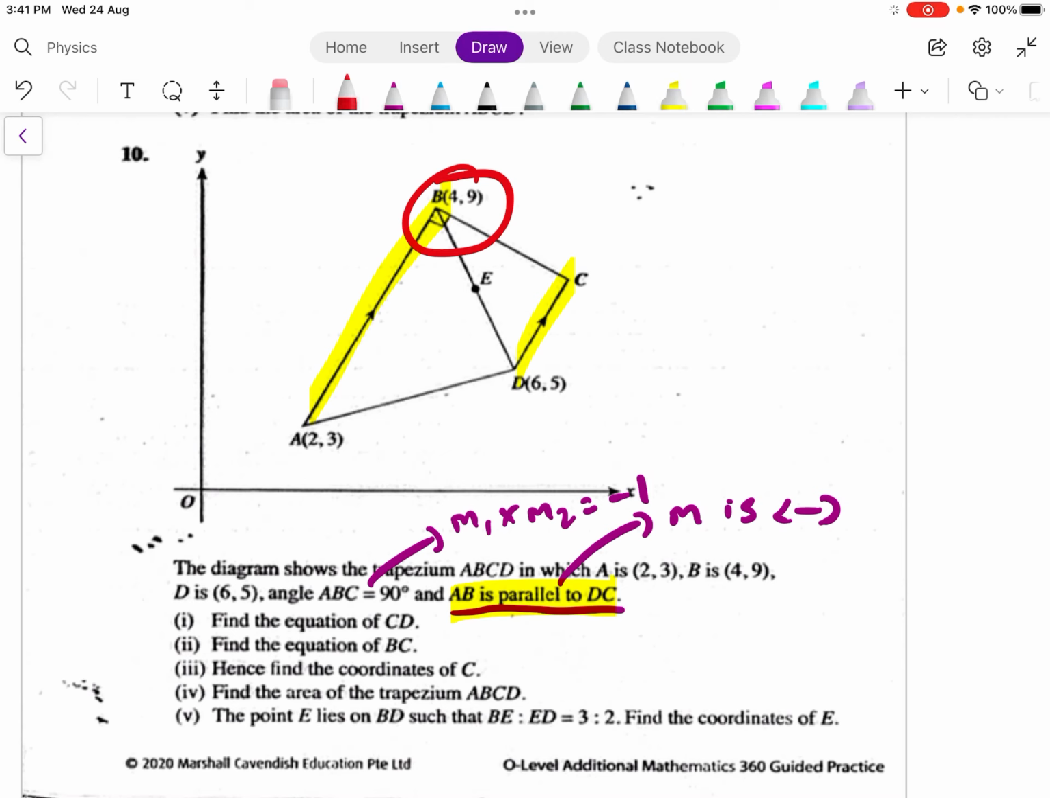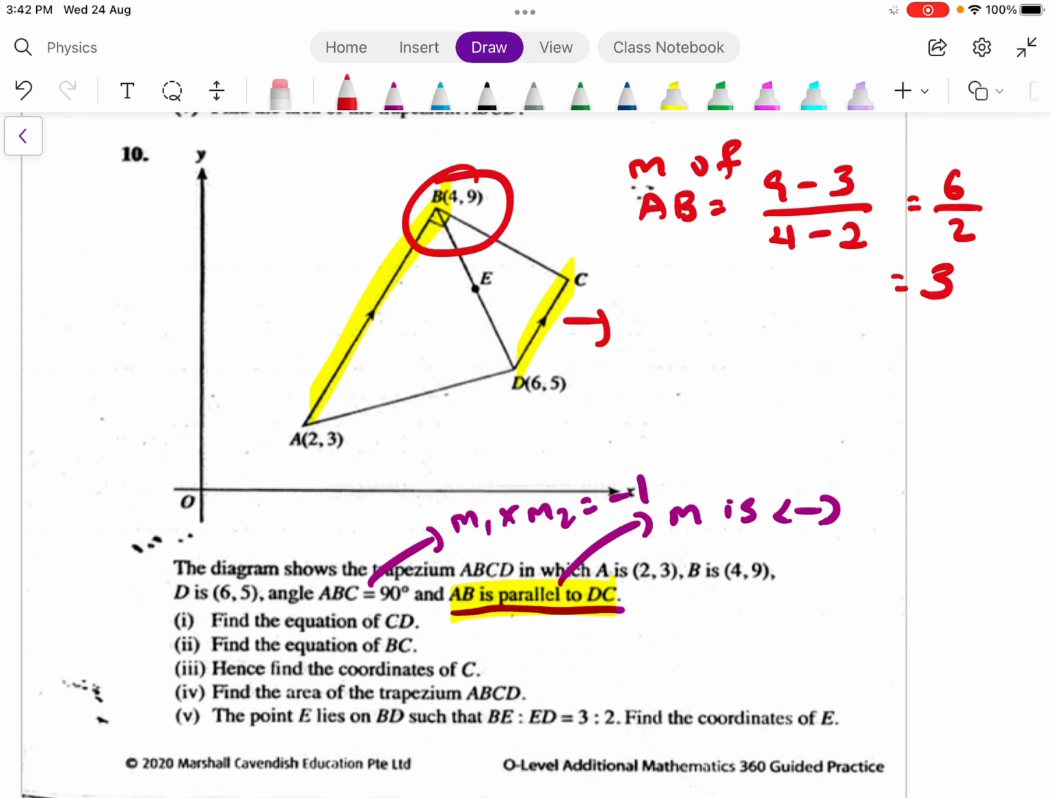So gradient of AB is equal to y2 minus y1 over x2 minus x1. So it's equal to 6 divided by 2, so roughly equal to 3. So the gradient of CD is also 3. So now it's y equal to 3x plus c. Then you notice that there's a point here that lies on the CD line.